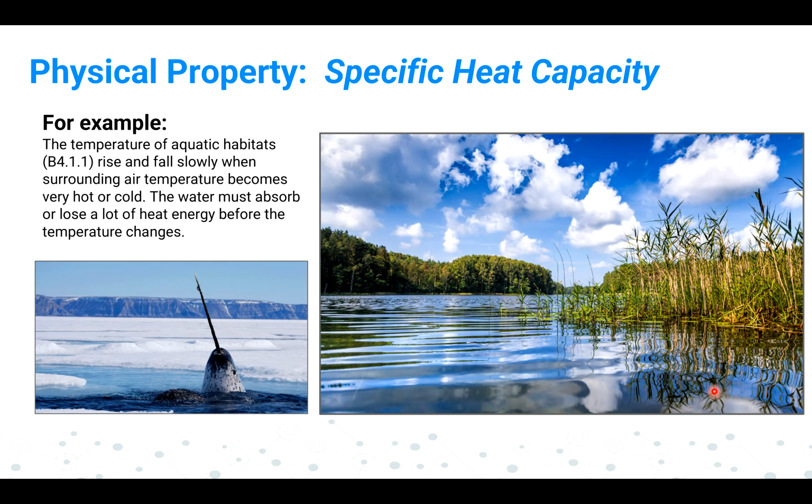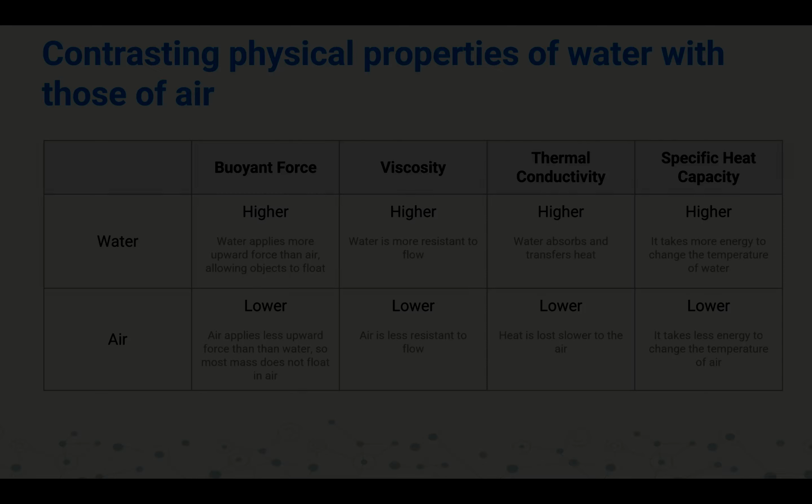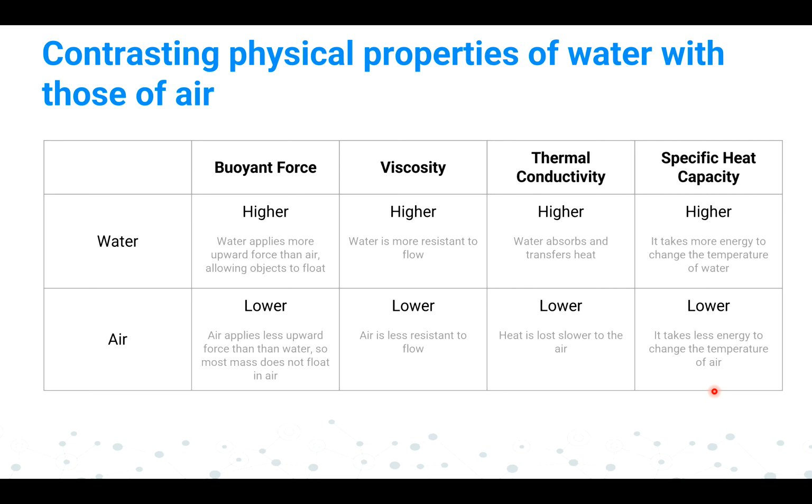Another example, the temperature of aquatic habitats. Their temperature also increases and decreases, I'm sorry, not fast, slowly, right? When surrounding air temperature becomes too hot or cold, the water must absorb or lose a lot of heat energy before the change in temperature. So that again makes a suitable surrounding for organisms to survive.